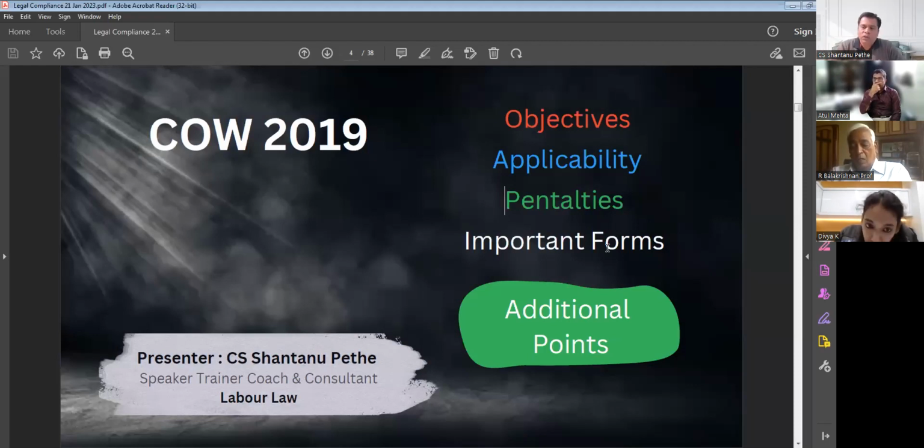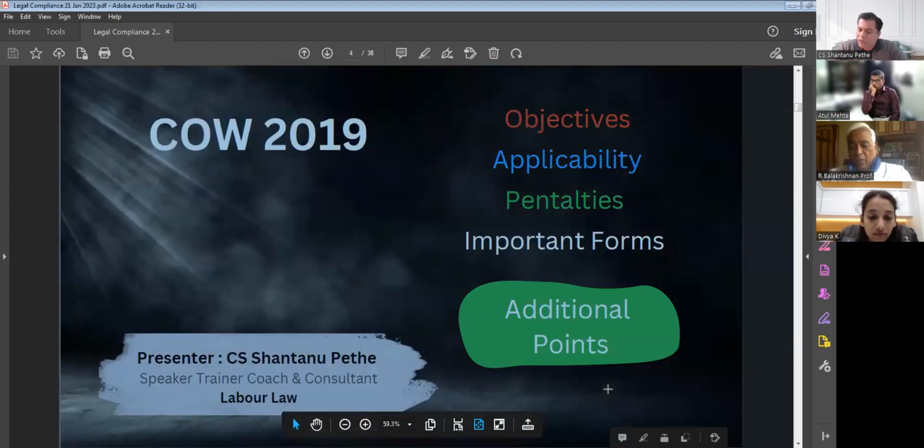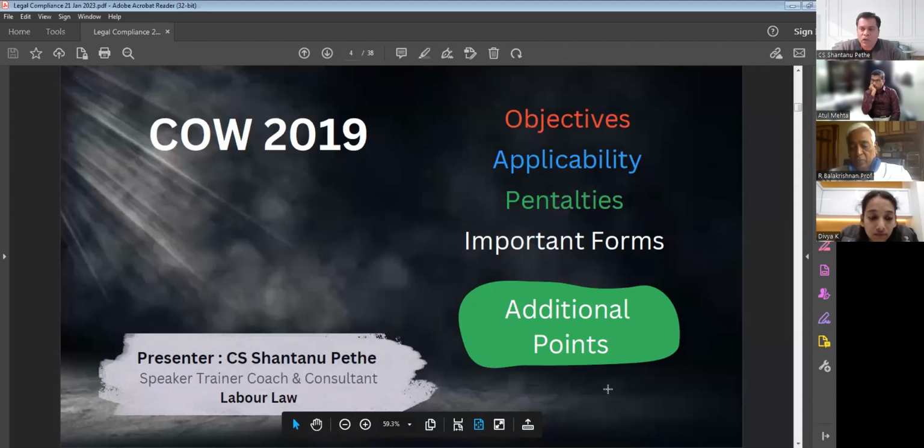And important forms. There are so many forms which are prescribed under these new labor codes. All forms we will not be able to discuss, but a few important forms I will highlight, so that you take note of them and try to at least maintain those forms wherever applicable. Apart from that, I will try to cover a few additional points also, which are important. So this is the agenda you can see.